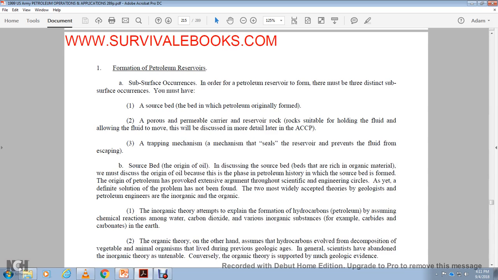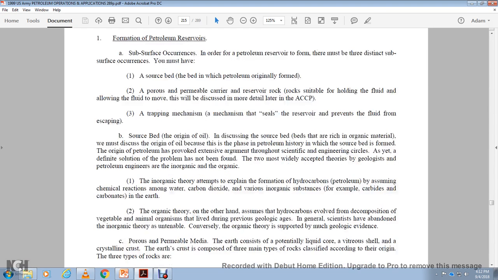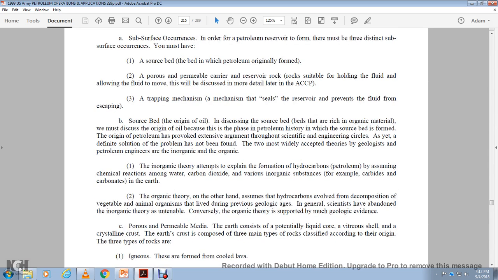In inorganic theory, they attempt to explain the formation of petroleum hydrocarbons by assuming chemical reactions among water, carbon monoxide, and various inorganic substances, for example the carbonates of the earth. Organic theory, on the other hand, assumes the hydrocarbons are involved with the decomposition of vegetable and animal organisms living during previous geological ages. Conversely, the organic theory is supported by much geological evidence.